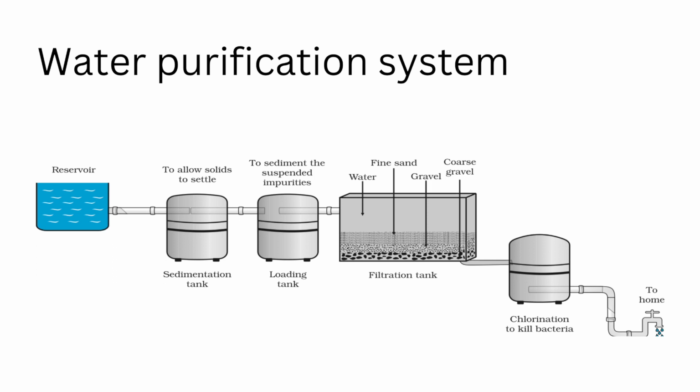A lot of impurities would have been removed, and then finally you add chlorination. Chlorination is just adding chlorine into it, which kills bacteria, and then it is finally sent to your homes.